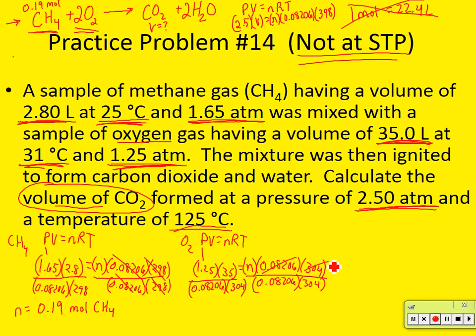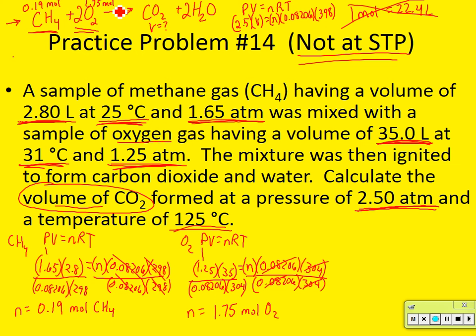On the right side, they cancel out because you're dividing by themselves. So the number of moles of oxygen can be found by taking 1.25 times 35, dividing that answer by the universal gas constant, and then dividing it by the temperature of 304 Kelvin. Are you getting that the number of moles of oxygen is 1.75 moles of O2?